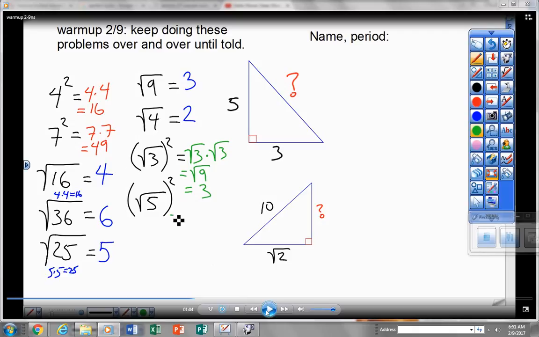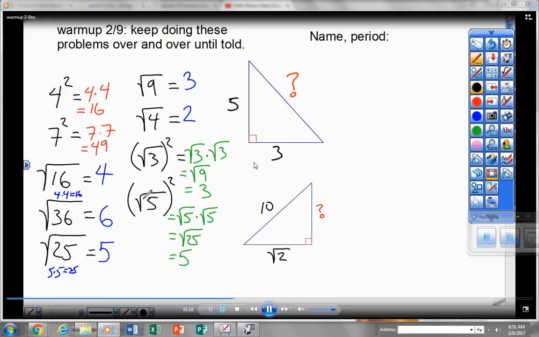Next one, root 5 times root 5 gives me the square root of 5 times 5, the square root of 25, which is the whole number 5. Again, remember, when you square root 25, that square root symbol goes away, and now you have the whole number 5. All right, Pythagorean theorem problems.